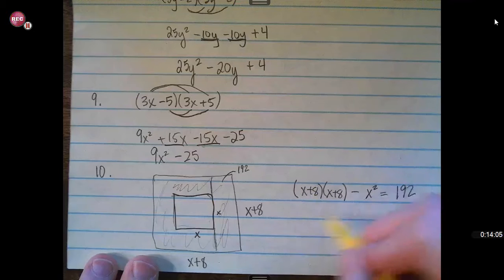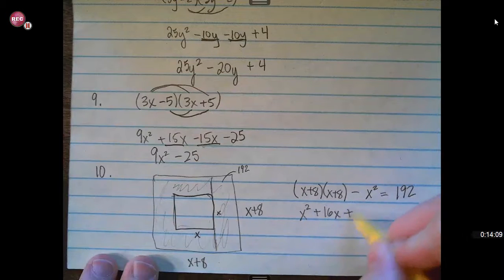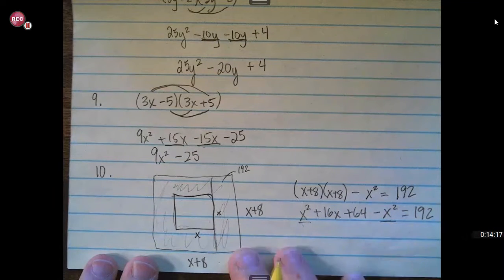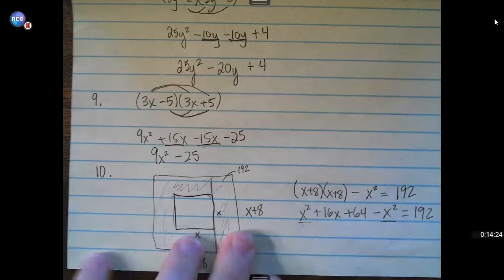When I multiply this out, I get X squared plus 16X plus 64 minus X squared equals 192. Notice the X squareds drop out. If they don't, we're in trouble because we don't know how to solve that quadratic equation yet. That's coming up in chapter 9.